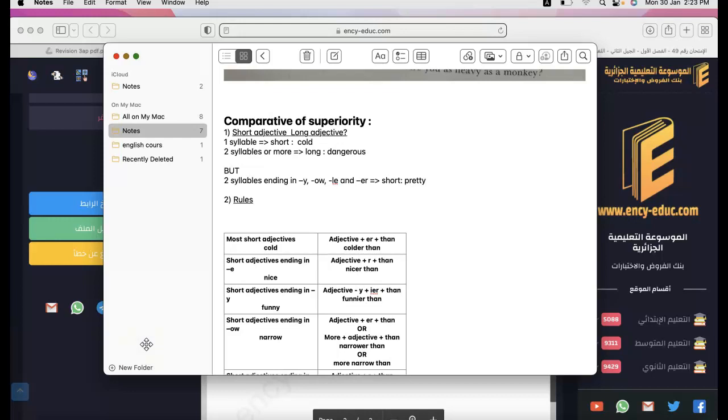Hello, today's lesson is about comparative of superiority. We use comparative of superiority to compare two things, two persons, or two objects. We should take in consideration whether it is short adjectives or long adjectives.